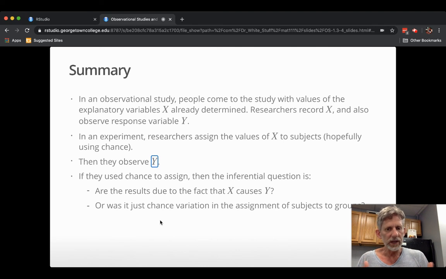And if they use chance to assign, then this inference question is always going to have this form: are the results due to the fact that the X variable causes the Y variable? Or was it just chance variation in the assignment of subjects to their groups?